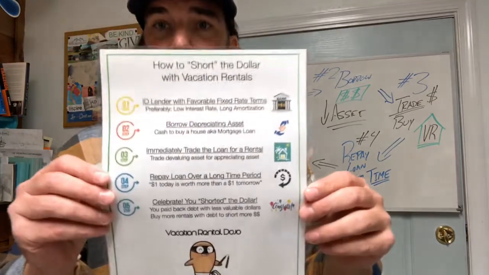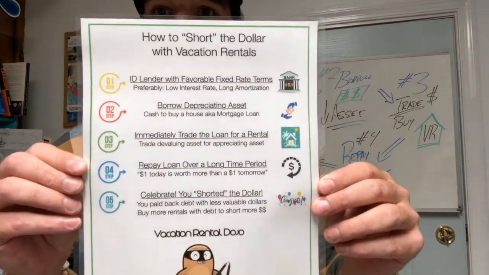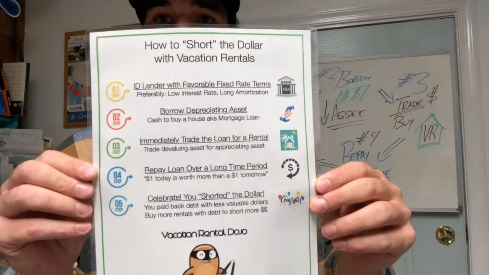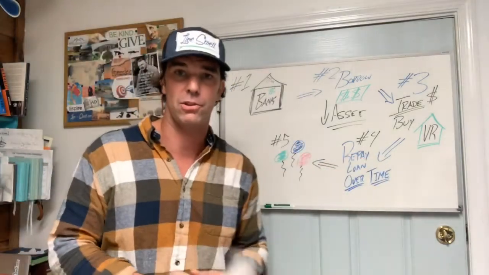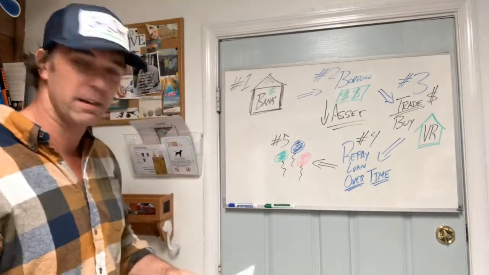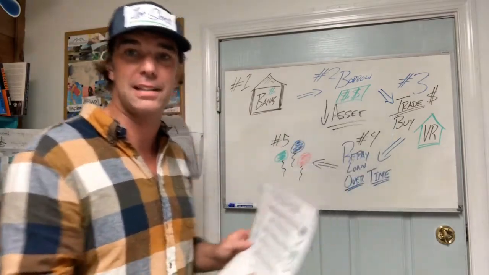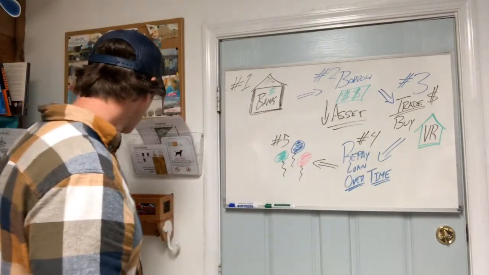So you'll see another infographic there. This one I did create, and it's a 5-step process on how to short the dollar with vacation rentals. We're going to go over that right here. You can use this infographic as a guide, but we're going to get right into it.